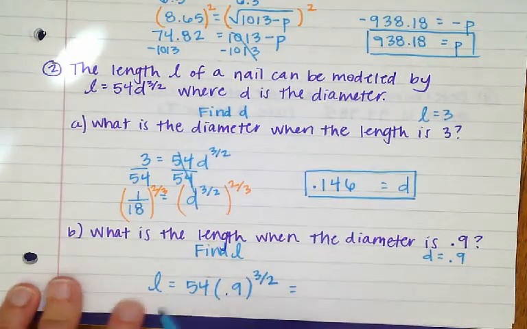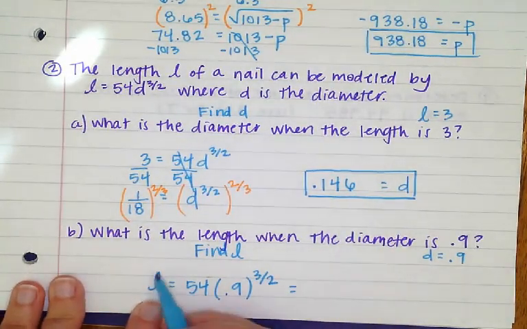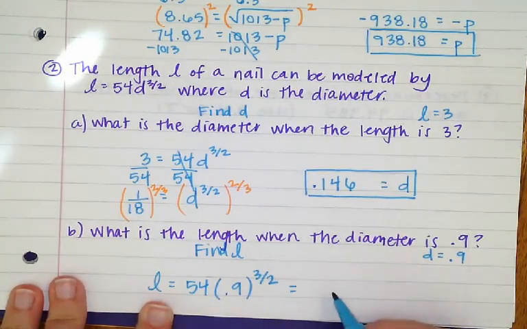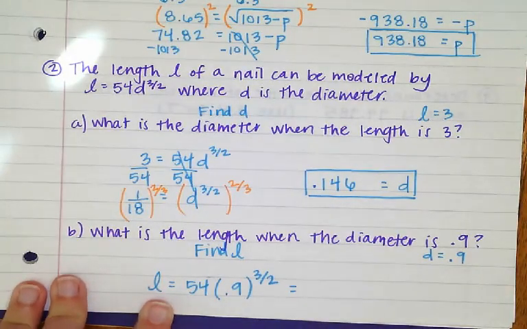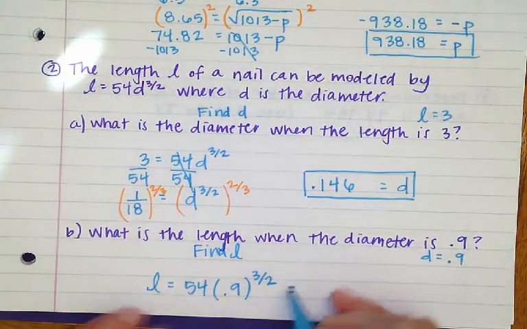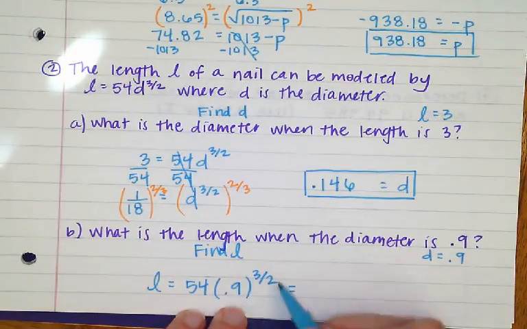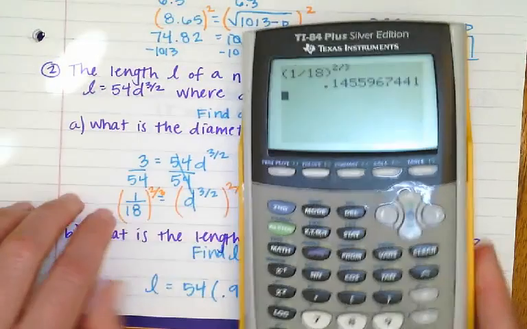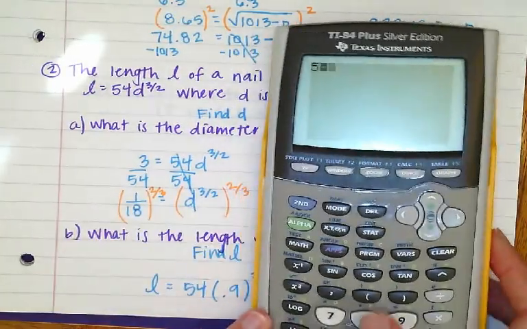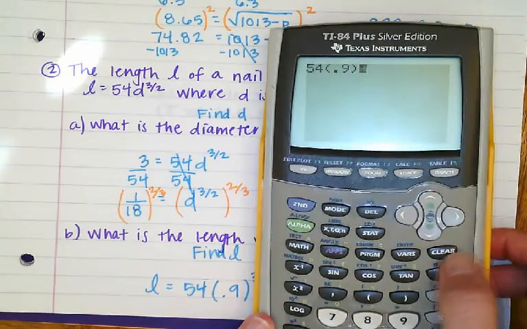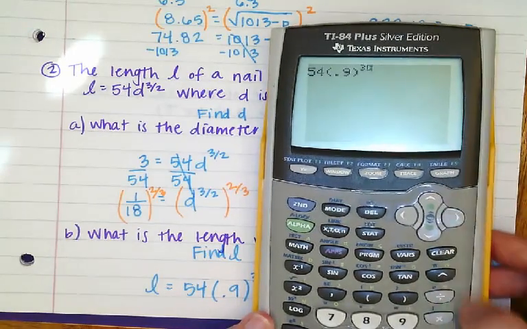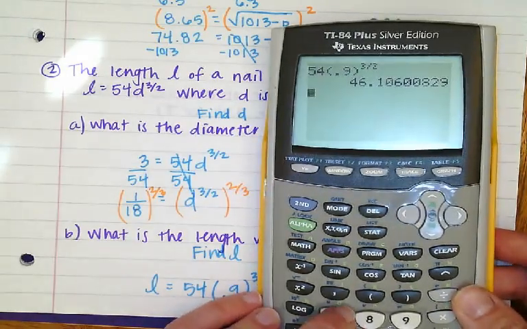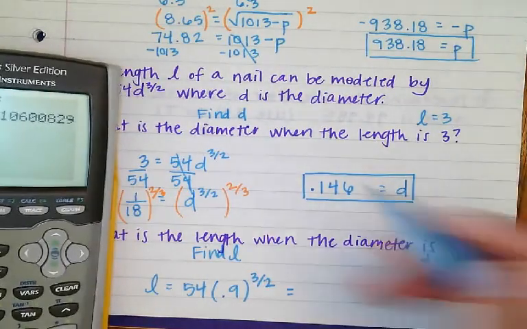And this one's nice because I don't have to do any solving. L's already by itself. So if I can just figure out what number this is, then I will have my answer. If you are not using a graphing calculator, just make sure you do order of operations. You do the exponent first, see what you get, and multiply it by 54. I'm going to type it all at one time. And get 46.10 or 0.1.